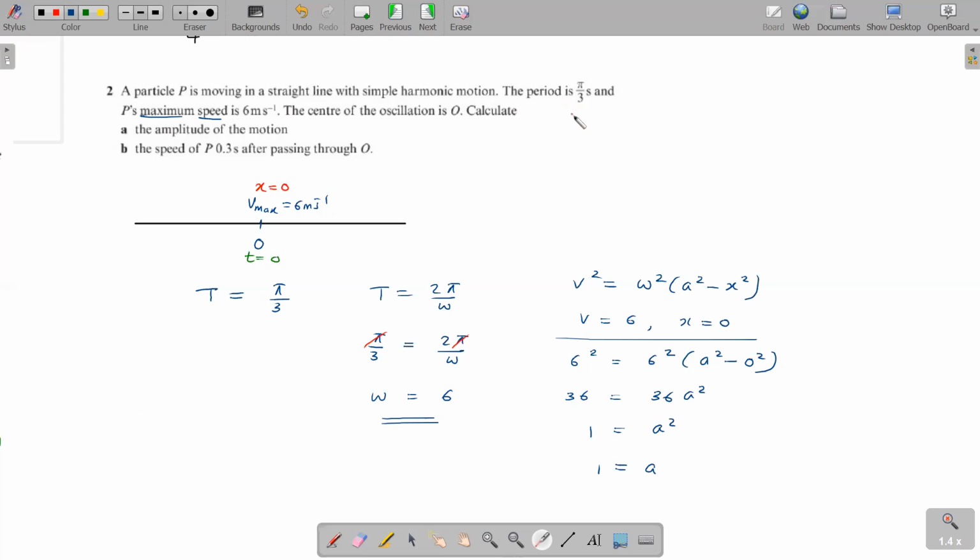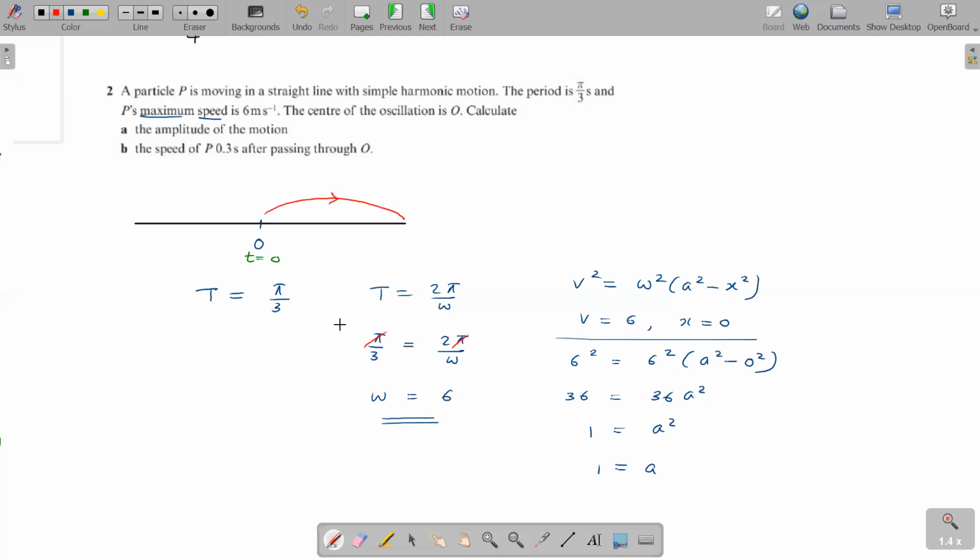What do you mean by pi over 3 seconds? Pi over 3 seconds is the time taken to complete one full oscillation. Then in that case, what is the time taken to go from the center to the amplitude? I told you previously, it's a quarter of the periodic time, isn't it?